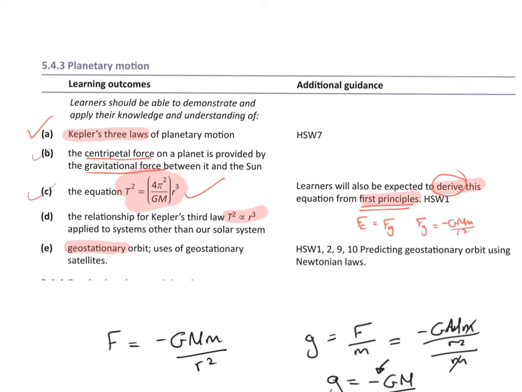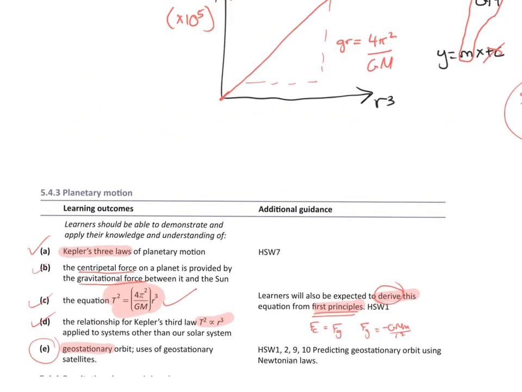So that's done. The relationship can be applied to systems other than our solar system, where we can approximate motion to be circular. And we need to have a look at geostationary orbits and how we can use them. Okay, so before I start on geostationary orbits and geostationary satellites, I will talk in general about satellites.